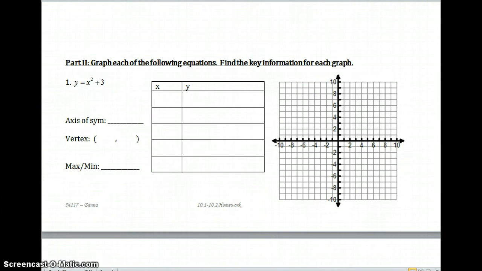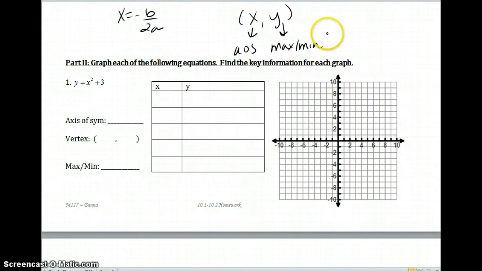Remember that to find the vertex, you do x equals negative b over 2a. Then you plug that back in to find out what the y value of the vertex is. Remember that the axis of symmetry comes from the x value of the vertex, and the max or min comes from the y value. Okay. If a is positive, it opens up. If a is negative, it opens down.